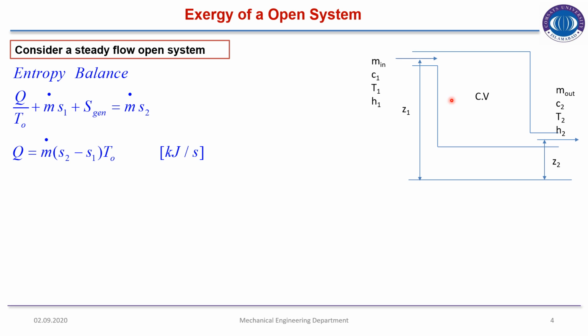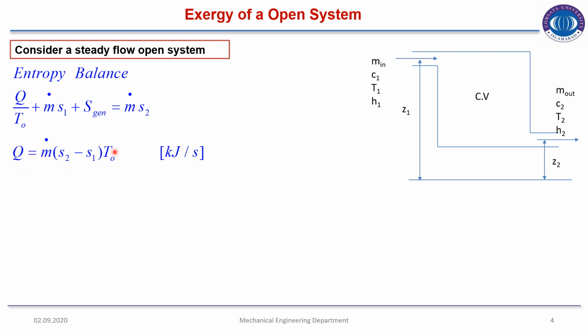So for the entropy balance equation we have Q over T naught plus m dot S1 plus S gen, that is due to the irreversibility, plus m dot S2, that is the entropy at the exit. So entropy due to heat transfer is Q by T naught. Due to mass transfer is m dot S1. Due to irreversibility, that is S gen, and m dot S2 is the entropy at the exit. Here we are assuming that the process is reversible, so we are cancelling the term S gen out.